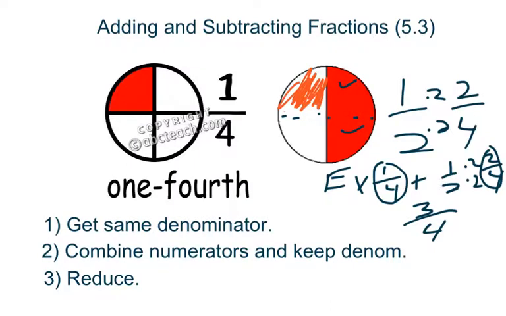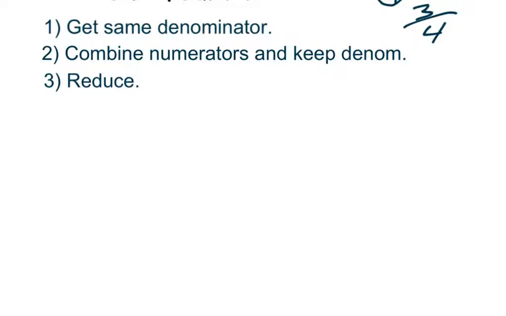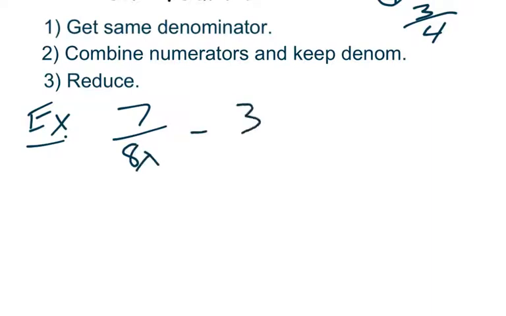Now it's important we know these basic addition and subtraction rules for fractions because we can throw letters and variables in there and integers in there, so we can have negative numbers too. So for example, let's say we were doing 7 over 8x minus 3 over 8x. Here we have the same denominator. They are both over 8x.